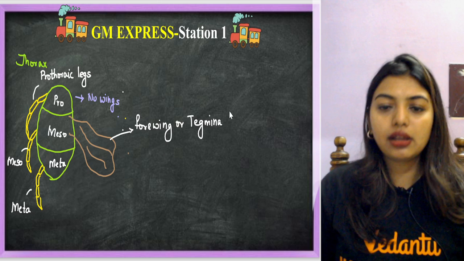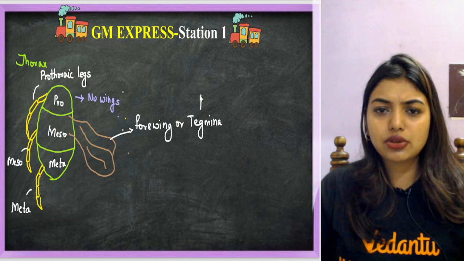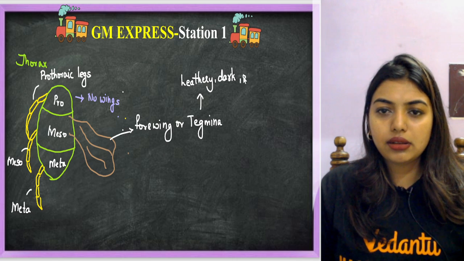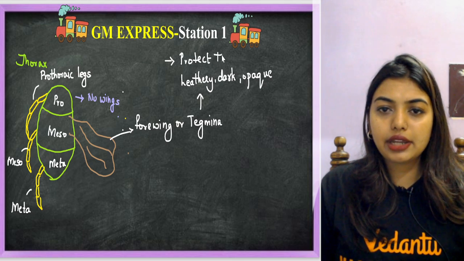Now what is this tegmina used for, ma'am? Why are we learning about it? Very simple, students, they are leathery, dark, opaque. This is how they look. What is their main job? To protect. Their main job is to protect the hind wing.